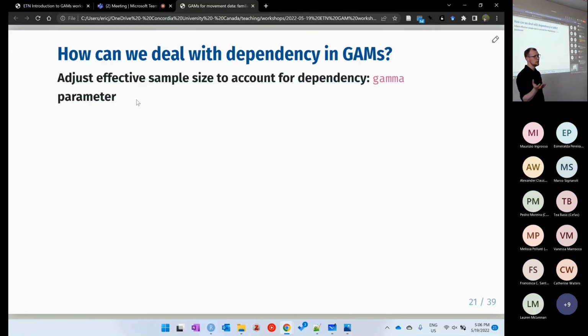Because there we don't have 32 independent observations for each step. We have one independent observation for each step and 32 pseudo points. So what we can do is basically just divide our sample size by 32, and we get much more appropriate standard errors.